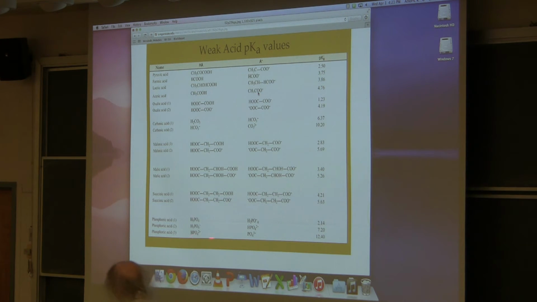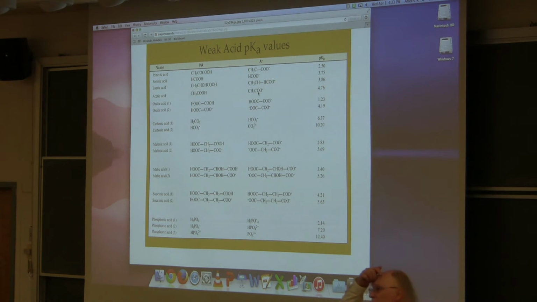Every one of these on the screen, the salt has a charge 1 lower than the acid because the salt has lost 1 proton compared to the acid. When I look at things that have multiple protons that they can lose, what's the salt and what's the acid? The answer is it depends on the system that we're talking about.